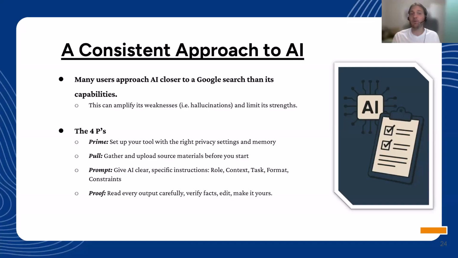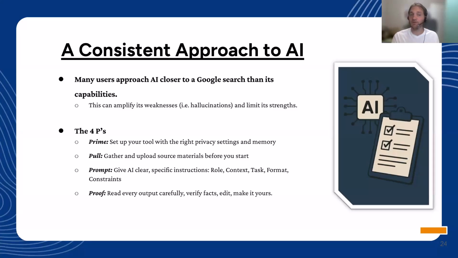Then pull. This is gathering and uploading source materials before you start. We talked about it at the beginning, but want to reiterate it now. Using source material is the most important thing that you can do to use AI effectively. It's going to streamline so many different processes. It's going to avoid hallucinations. It's going to be able to match your voice. So having that source material beforehand is really important.